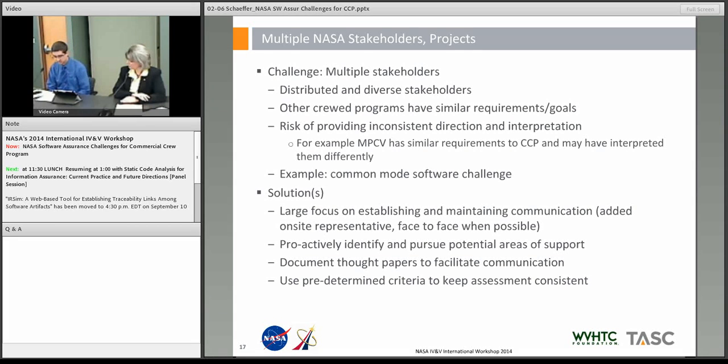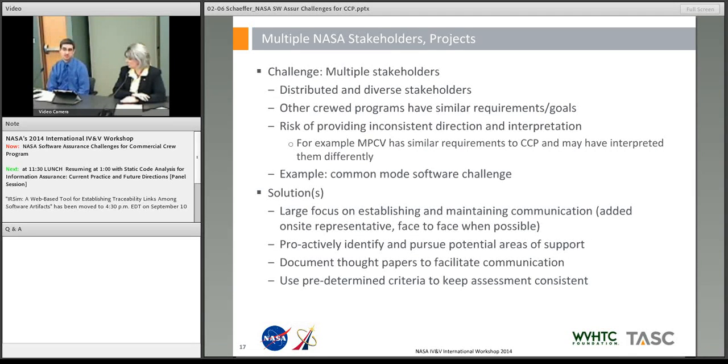Another bullet I have here for solutions is we proactively sought out work. We did not wait for things to be assigned when possible. Anything that we thought might need a software assurance perspective, we pointed out to our point of contact and also asked the question of the artifact or whoever owned that review.